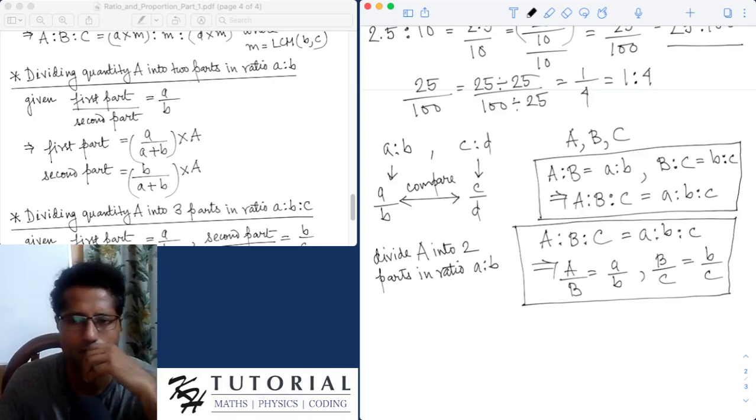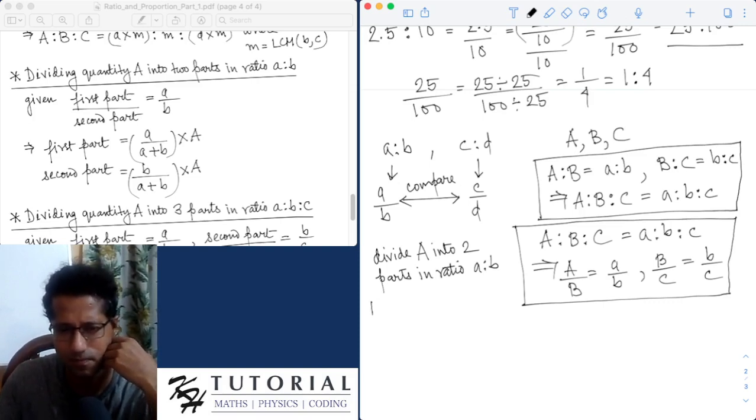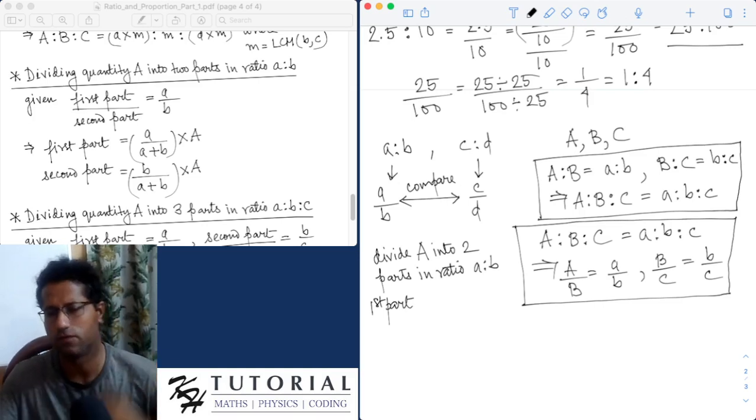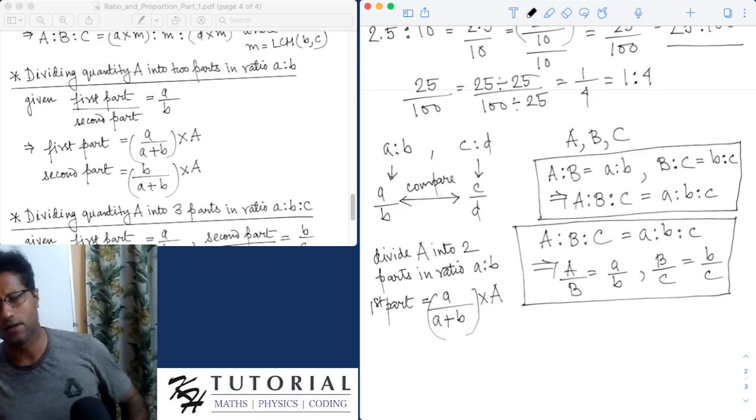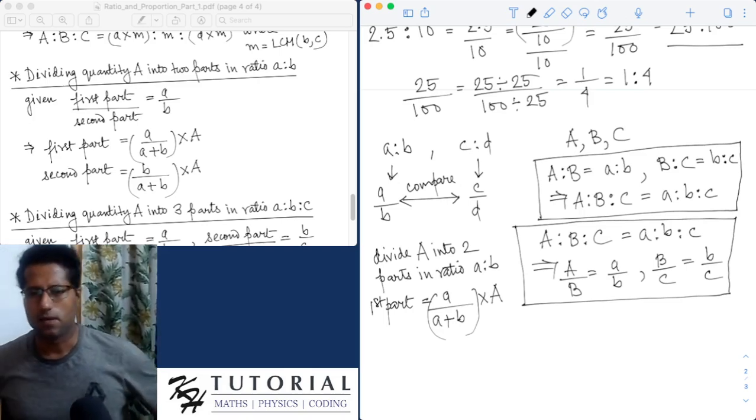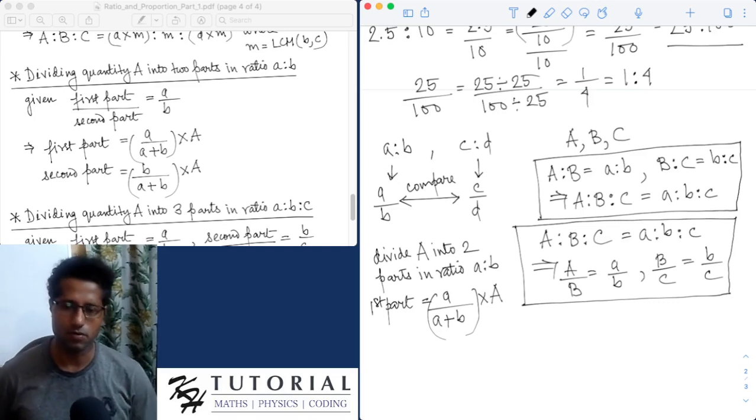So if we look in the notes, the actual quantity of the first part will be the first term in the ratio, a, divided by the sum of the terms, a plus b, and this whole multiplied with the total quantity, that is A. So you are dividing a quantity A into two parts, and it is said that the two parts will be in the ratio a is to b.